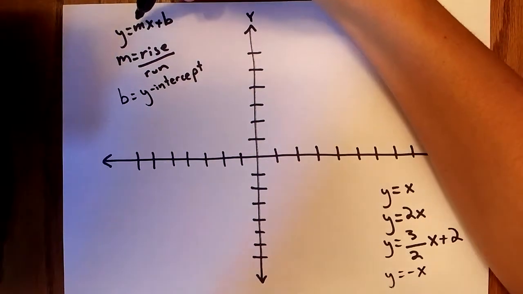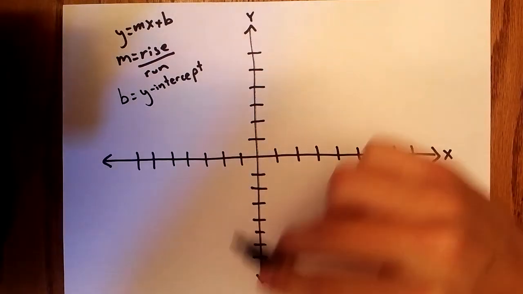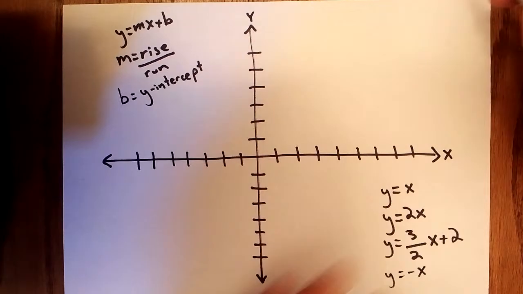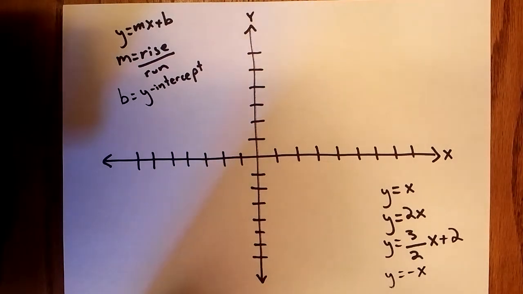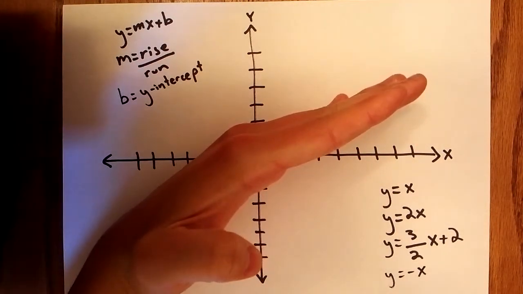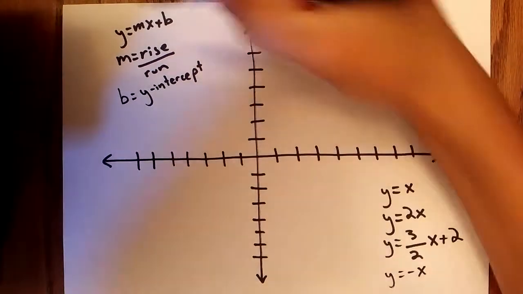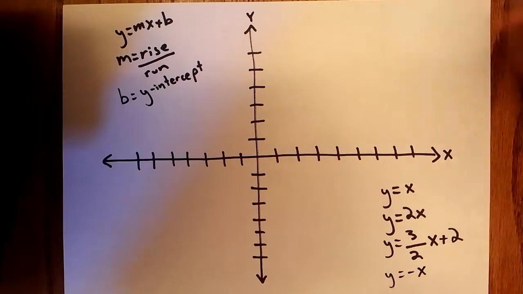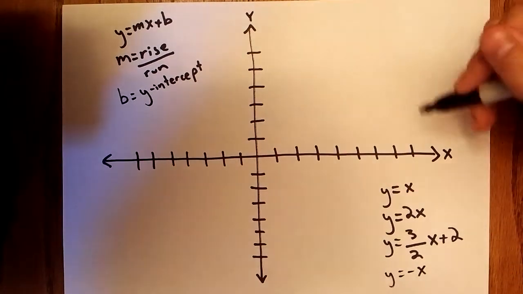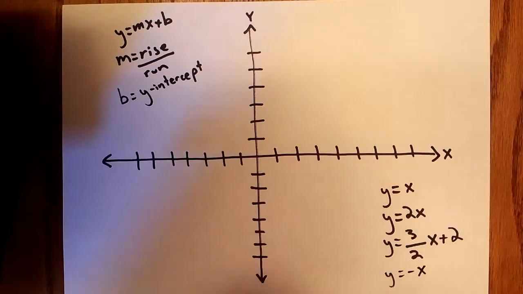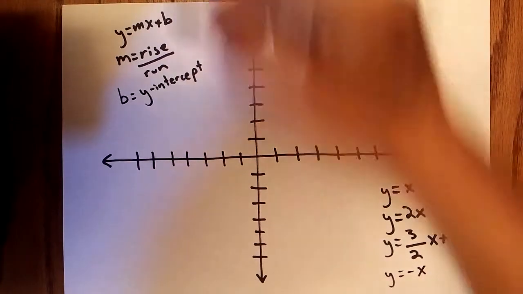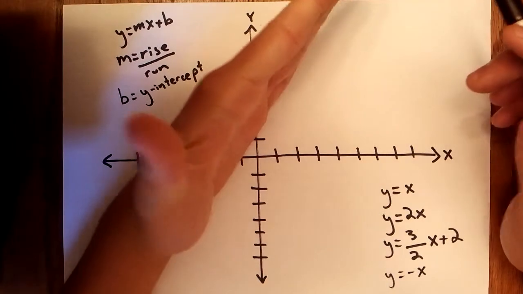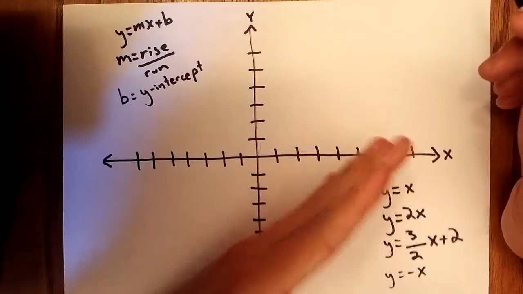A high value for m would be a very steep slope, which would be like this. And a low value for m would be a less steep slope, which might look something like this. M is also calculated by saying rise over run, which is also the change in y divided by the change in x. And the last part of the equation, b, is the y-intercept, which tells you where it crosses the y-axis at any given point.